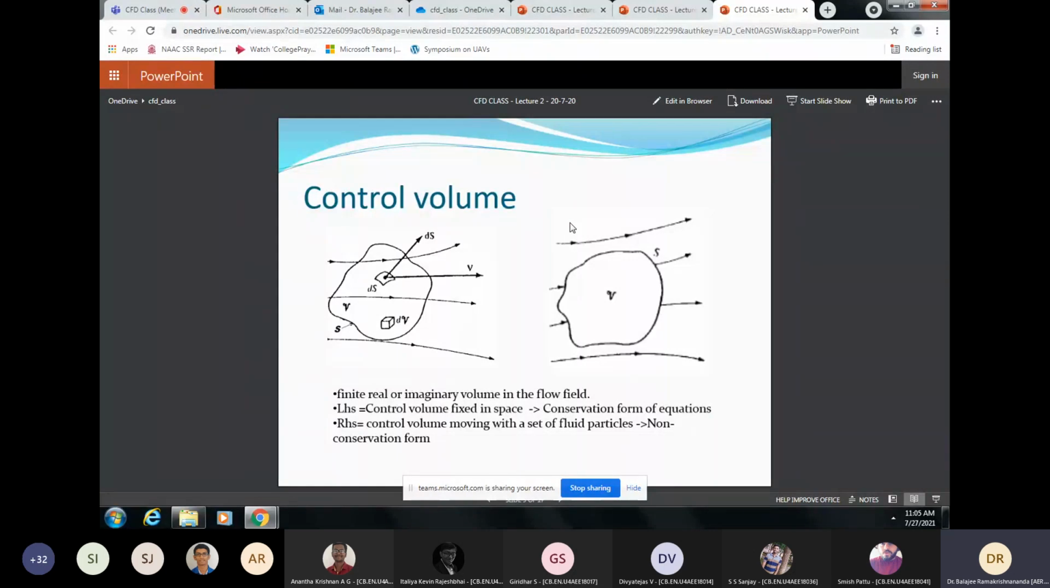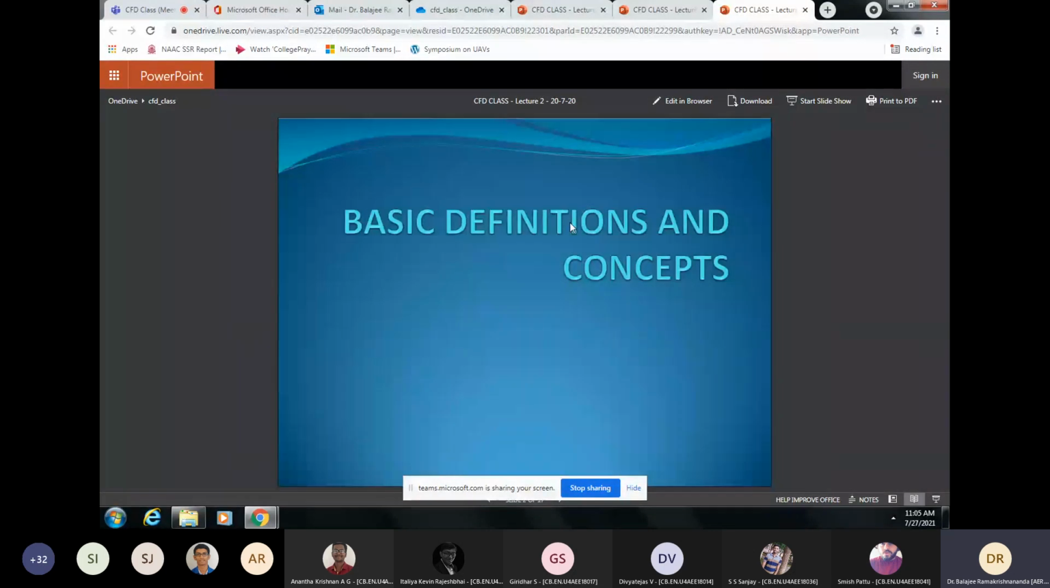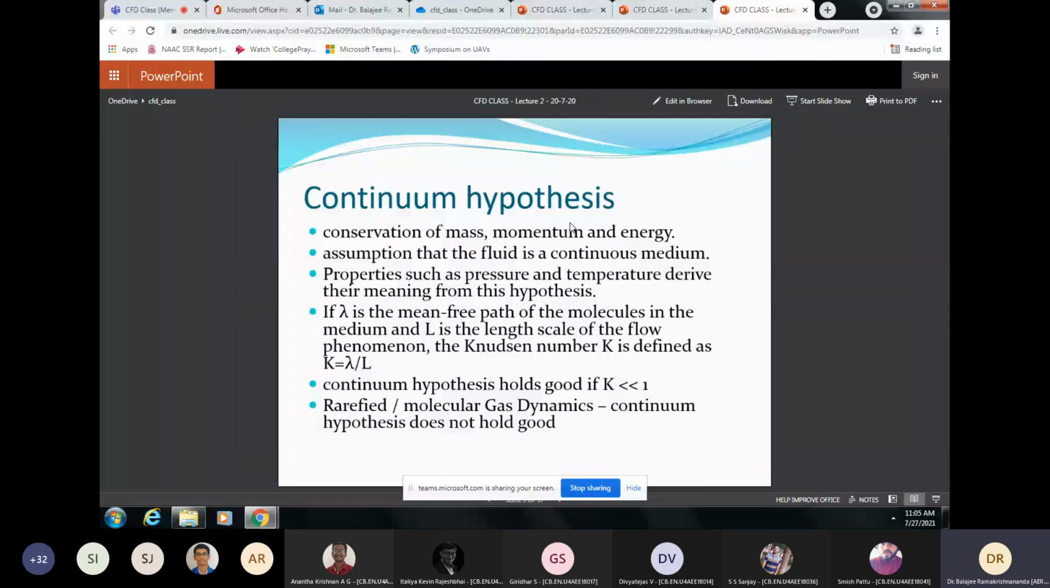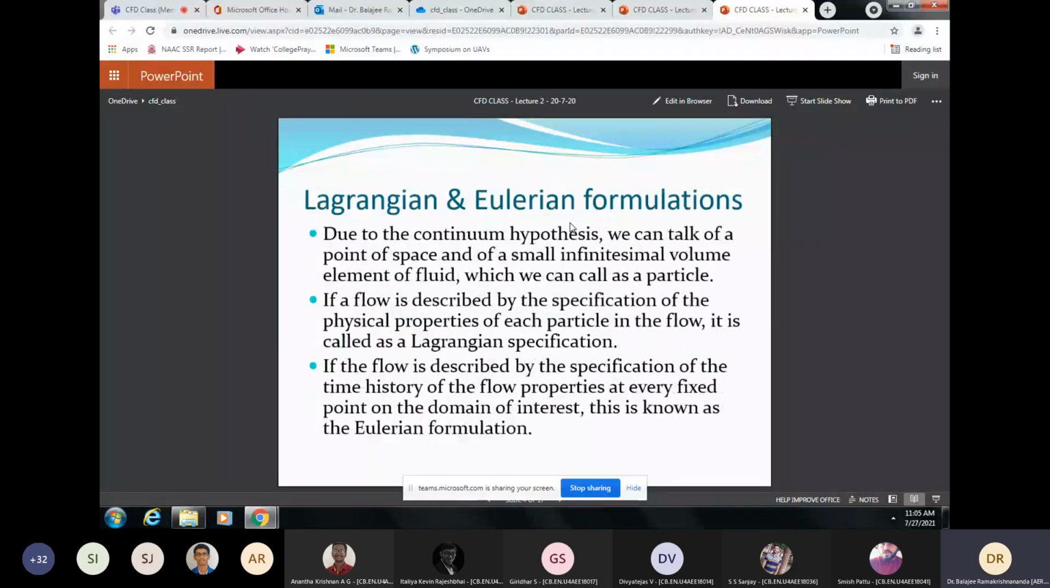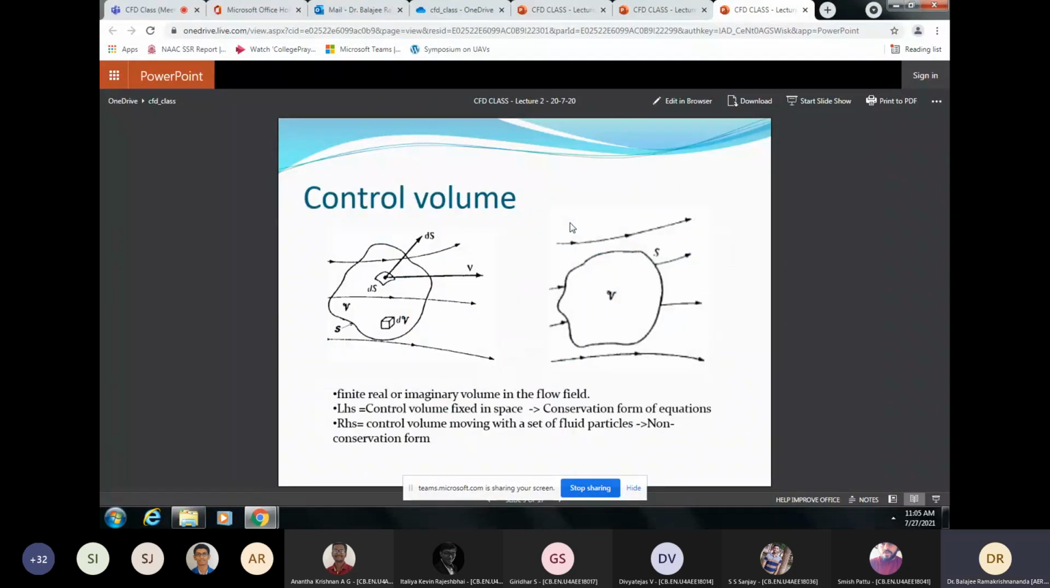So, just reviewing what we did last class. Basic definition. We're looking at the continuum on Knudsen number and looked at Lagrangian and Eulerian formulations and the control volume approach, where a control volume is fixed space or a control volume consists of the same fluid particles. The fixed space approach is Eulerian approach, and the fixed particle approach is known as Lagrangian approach.